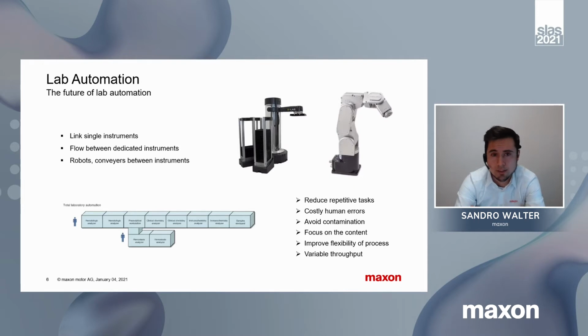So where is the trend of laboratory automation going? Lab automation has become flexible, modular, and mobile. By working with collaborative robots instead of large total lab instruments, individual instruments can be connected. This allows more flexibility in the laboratory, and at the same time, the throughput can be adapted to the requirements.